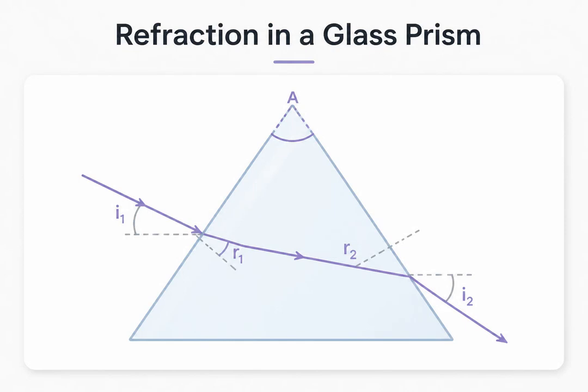Shifting our focus to prisms. A prism is a geometrical glass object with flat refracting surfaces. The angle between the two inclined surfaces is called the refracting angle, A. When a light ray enters, it moves from less dense air to denser glass, bending towards the normal. Upon exiting, it moves back into the air, bending away from the normal. Because of the prism's geometry, the net result is that the ray always deviates towards the base of the prism.